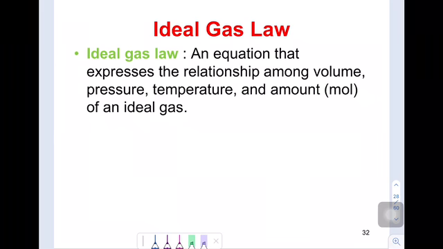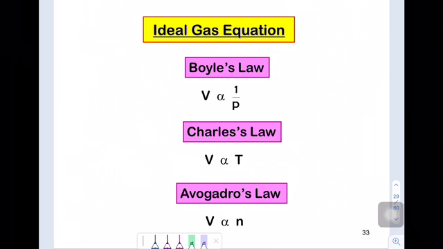So we move to the ideal gas law. It is actually the equation that expresses the relationship between the volume, pressure, temperature, and also the amount of the ideal gas.